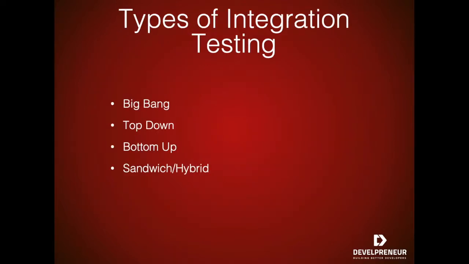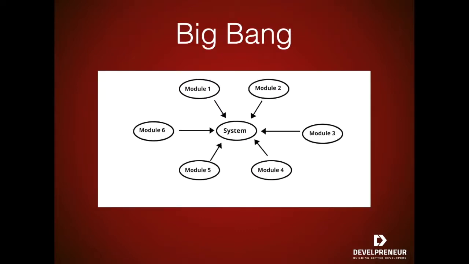What are the different types of integration testing? Well, we have Big Bang, top-down, bottom-up, sandwich, and hybrid. Let's start with Big Bang. The Big Bang approach to integration testing is where we take some or all of the individual units and combine them together. Then we test them all at once.